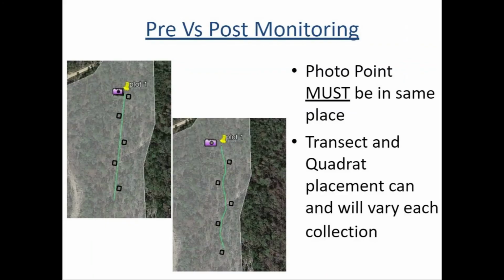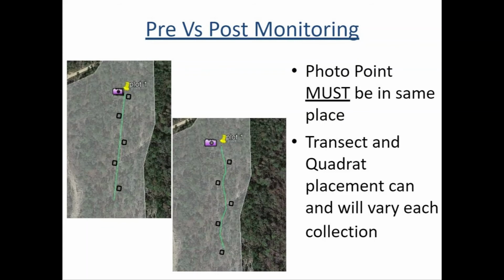For post-monitoring, so the monitoring that you do after you've completed the restoration work, you're basically going to follow that same procedure. Of course, things and conditions are going to change from day to day. So it's not going to look exactly the same, and we don't expect it to be. The main thing you need to know is that the photo point must be in the same place so we can get that systematic range of view. But the transect and quadrat placement can and most likely will vary each collection.